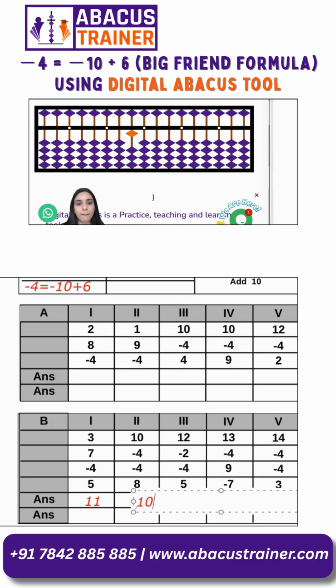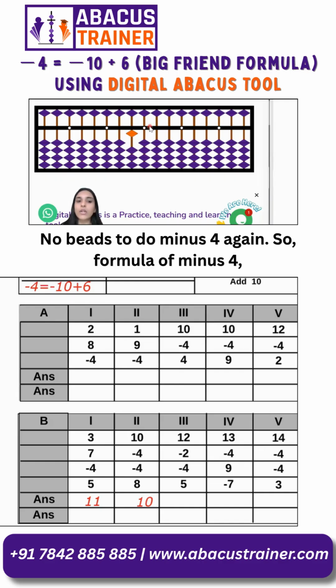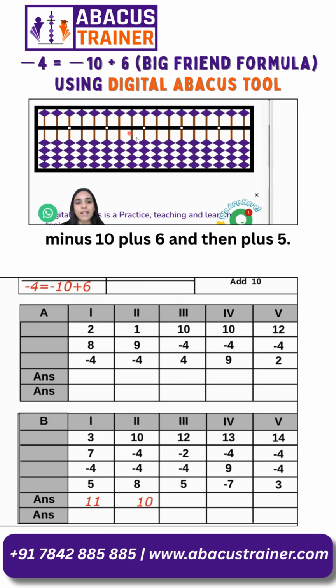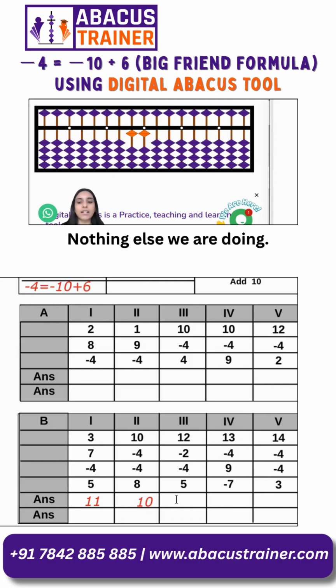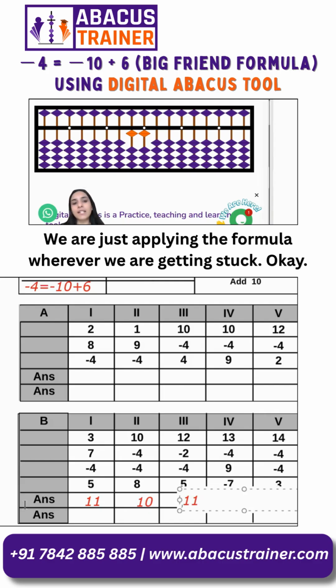Next question. 12 minus 2 minus 4. No beads to do minus 4 again. So formula of minus 4: minus 10 plus 6 and then plus 5. Do I have beads to do plus 5? No. So formula of plus 5: plus 10 minus 5. Simply we are just applying the formula everywhere. Nothing else we are doing. We are just applying the formula wherever we are getting stuck.